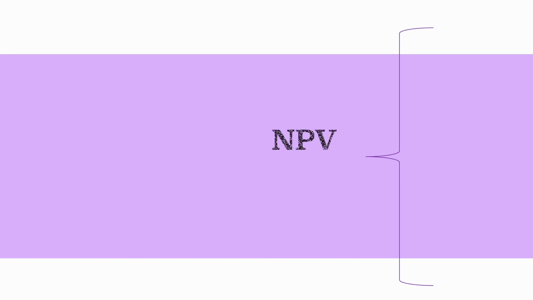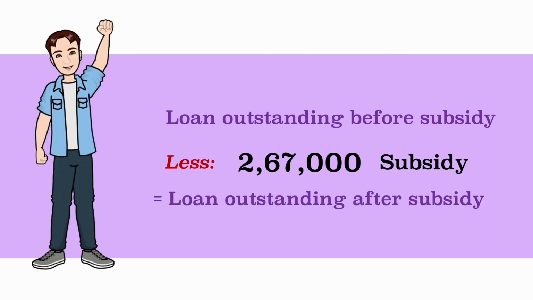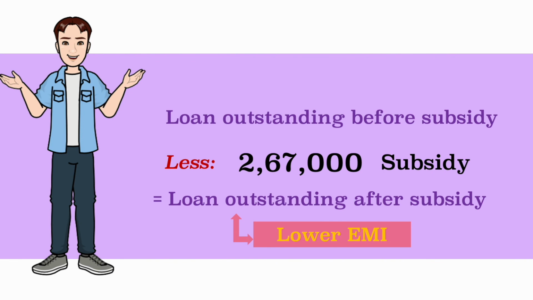In the example we considered for James, this NPV would be equal to 2,67,000 rupees. When this subsidy amount is received from the government, it is adjusted against the customer's outstanding loan. This will have a similar effect, as if the customer has prepaid a part of their loan and their EMIs will reduce subsequently. That is how an interest subsidy is given effect in a customer's loan account.